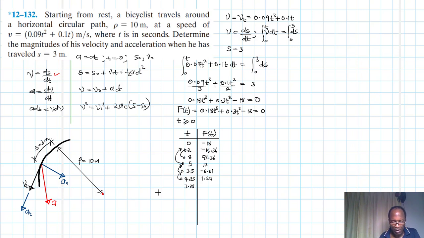What do we get? We have a minus 2.97. So the solution is between 4.25 and 3.88. So slowly we are converging as we are doing this iteration. 3.88 plus 4.25 divided by 2. So we have a 4.07. Let's get that one, 4.07.